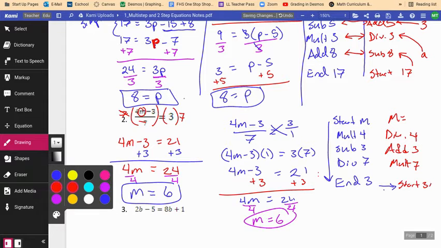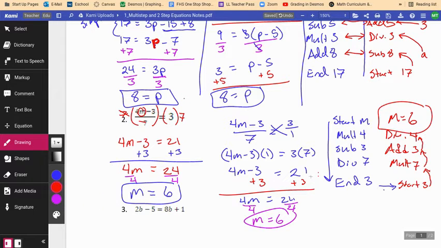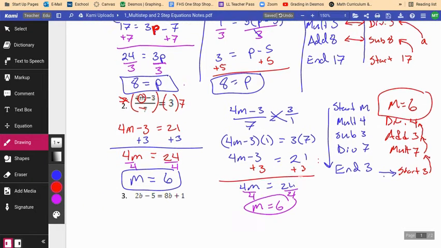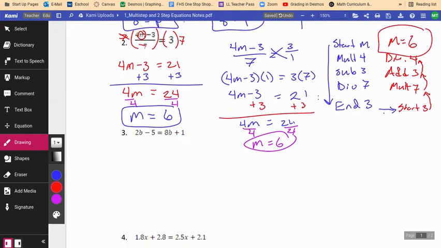So we start with 3, multiply 7, that gives me 21. Add 3 to that, that gives me 24. Divide by 4, that leaves me with 6. Okay. All right, number 3.